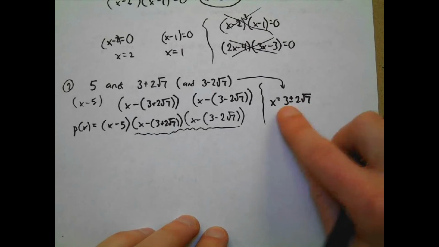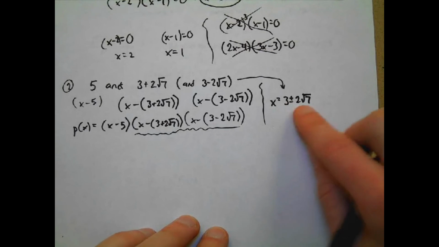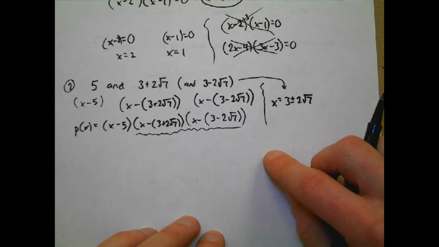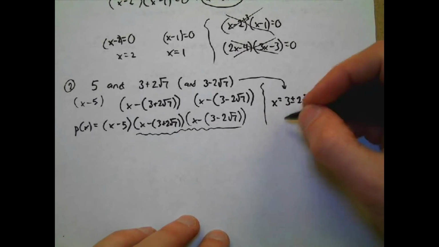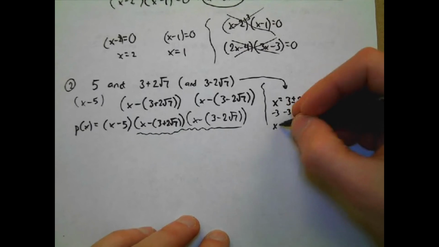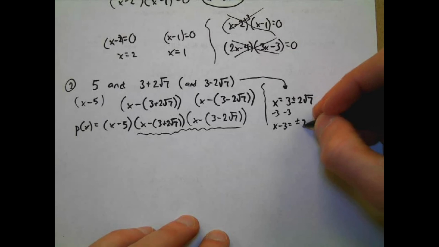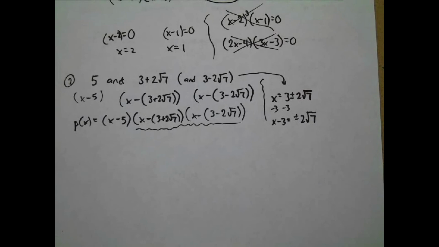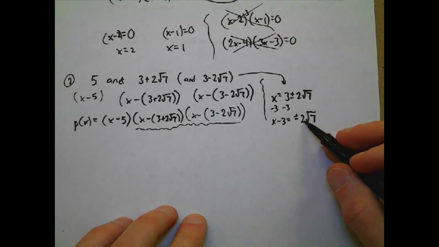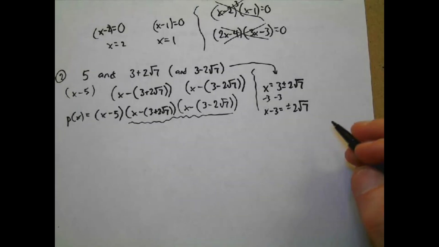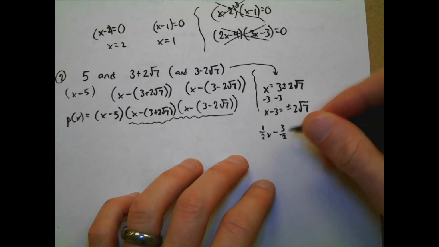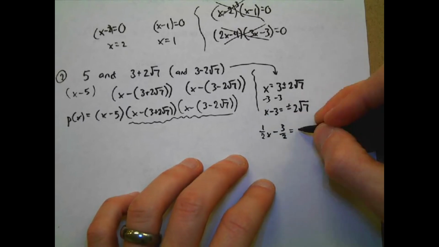Let's imagine undoing this. What would be the first step to work backwards? What should we do to both sides? Subtract 3 from both sides. Yep, so we have x minus 3 equals plus or minus 2 square root of 7. Then we want to get rid of this 2. To get rid of the 2 times root 7, we divide both sides by 2, so we end up with 1/2 x minus 3 halves, and the plus or minus still stays in front.